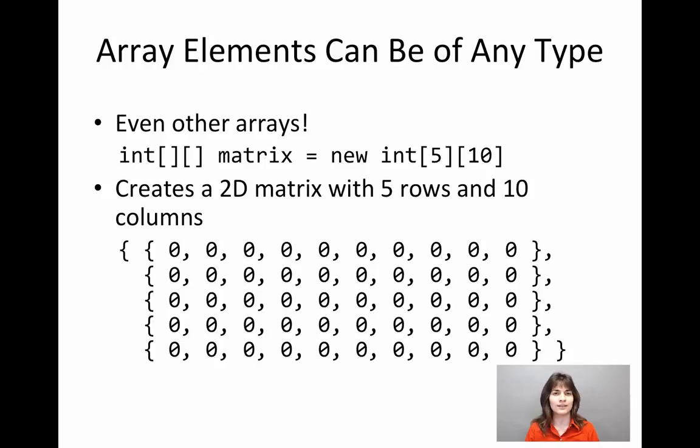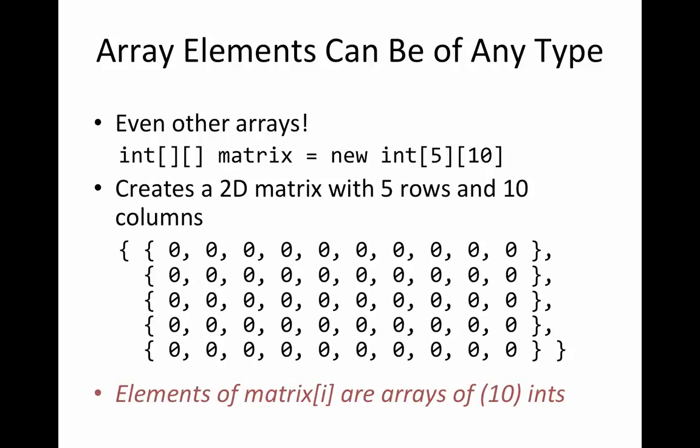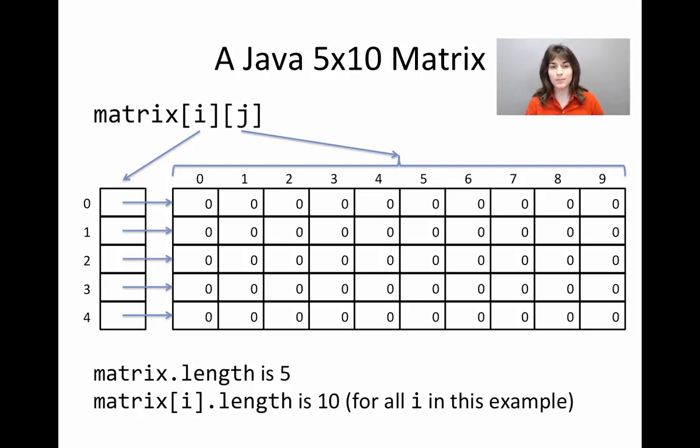What have we created here? One way you can understand it is that this is a two-dimensional array that has 5 rows and 10 columns. A more accurate description in Java is that this array has 5 elements, and each of the elements has 10 elements itself. So matrix of I is an array of 10 integers. And here is a picture of this array. Let's take a close look to see what is happening.